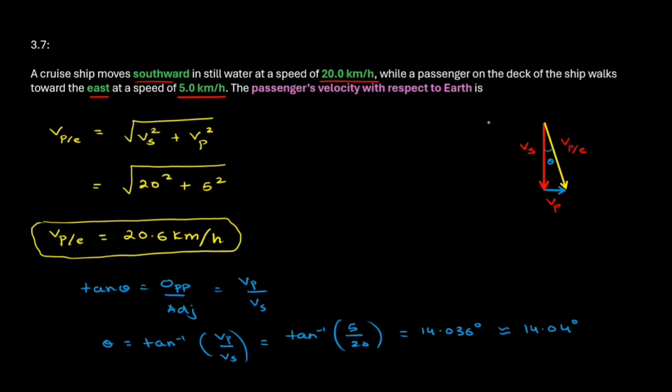And if you show direction here, this is east, this is west, then you have north and south at the bottom. If you were to show direction of this velocity vector with respect to velocity of the cruise ship, velocity of passenger with respect to Earth is 14.04 degree east of south. So we'll write this as 14.04 degree east of south. East of south because you are moving 14.04 degree towards the east from south. So this is my direction.